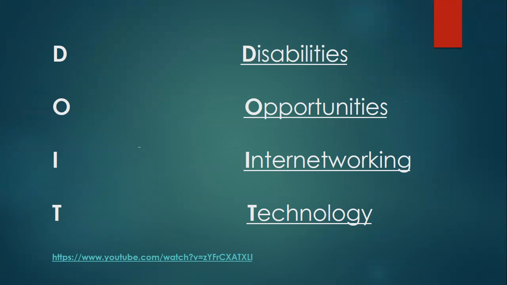Finally, I wanted to mention that universal design accessibility is a right that everyone has, and companies should include the DOIT terms in their own policies, which means D stands for disabilities, O for opportunities, I for internet working, and T for technology. In other words, people should have easy access to all places so people can enjoy the different environments of the world.